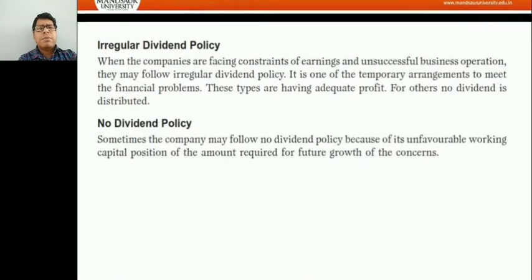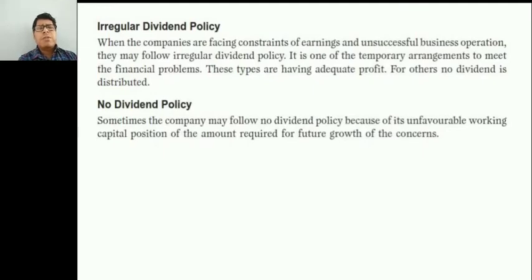Another is the irregular dividend policy. Irregular dividend policy is used when organizations or companies are facing constraints or unsuccessful business operations, and they are not having regular, similar profits. In those conditions they have an irregular dividend policy. Another is no dividend policy. No dividend policy is used when the firm is in an unsuccessful or unfavorable condition, or we can say the firm may be in a condition of lockdown. In that condition, the company has to use a no dividend policy.